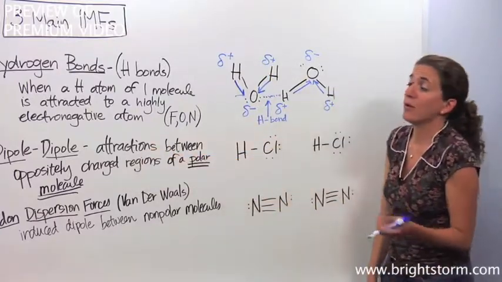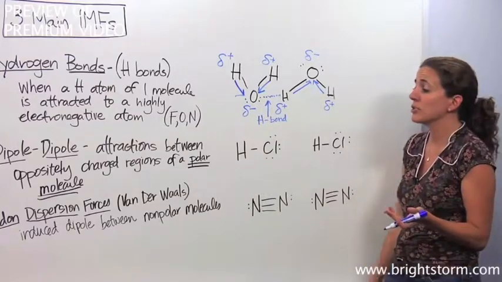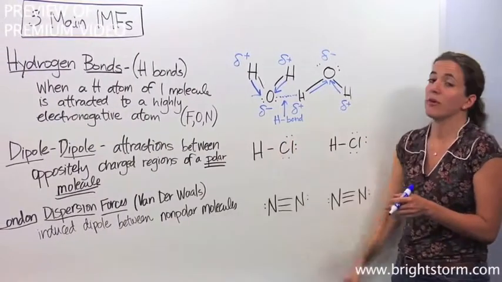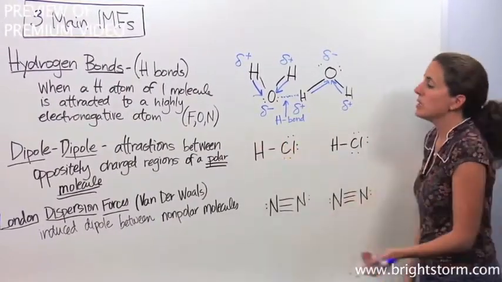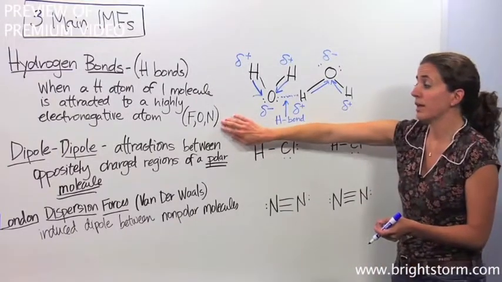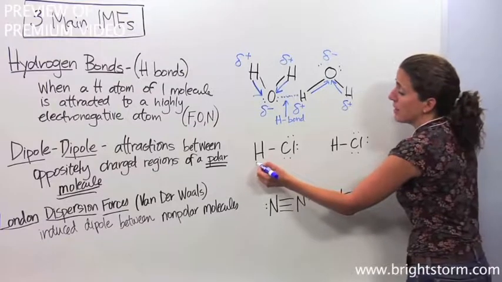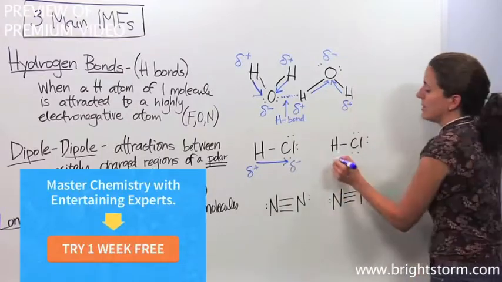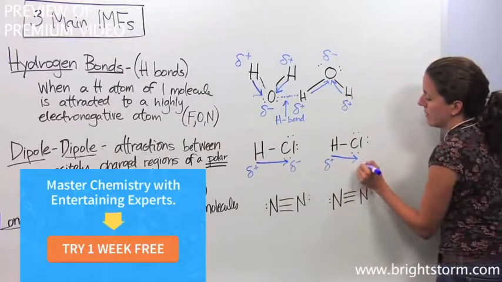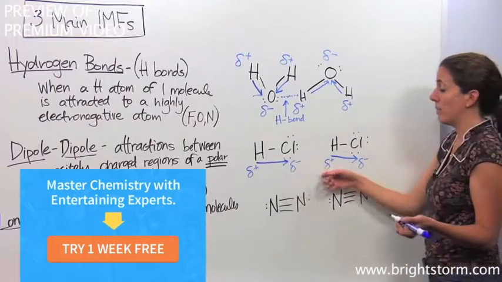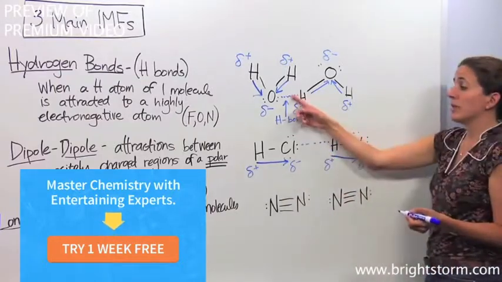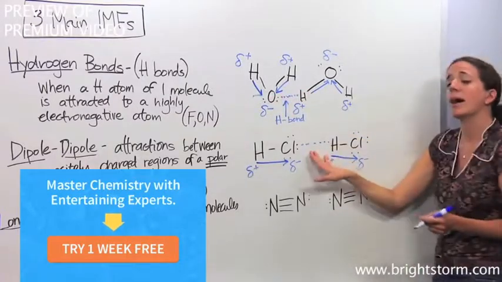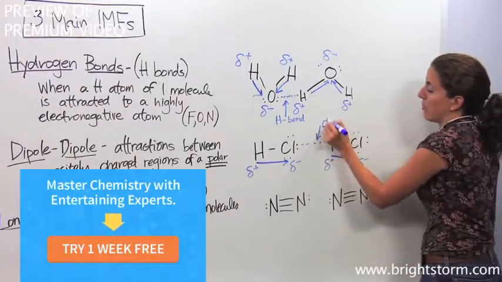Another type of IMF is dipole-dipole. This is the attraction between oppositely charged regions of a polar molecule. Don't forget, in a polar bond we have a highly electronegative atom bonded to another atom that is not as electronegative as fluorine, oxygen, and nitrogen, but pretty close. So electrons here are going to flow towards the chlorine, making this positive and this negative. Same thing over here, making this positive and this negative. Again, we know that negative and positive attract. It's very similar to hydrogen bonding, but the electronegativity difference here is much smaller, so this is not as strong. This here is the dipole-dipole interaction.